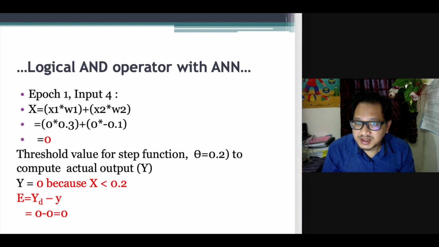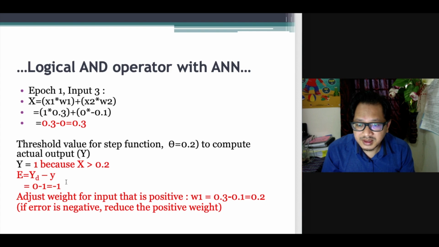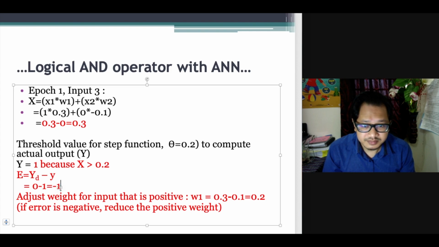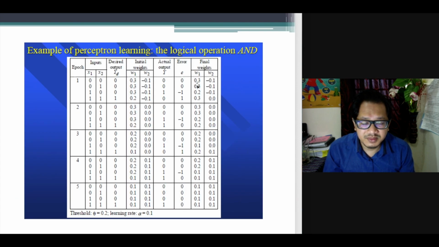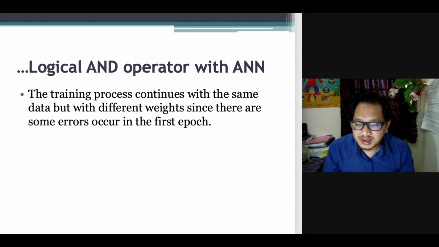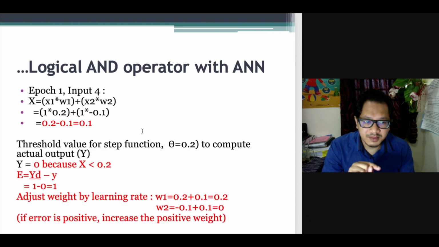Okay. Tapi, bila dia check yang ketiga, okay, dia dah dapat negative 1. Ada error. Okay. If error is negative, reduce the positive weight. Okay, bila error tu negatif, dia akan reduce the positive weight by minus 0.1. So, akan dapat 0.2. Okay, so kat sini kita modify dia. Tengok kat sini, dia akan modify daripada 0.3 tadi, dia tolak 0.1, akan dapat 0.2. Alright. Okay, and then, so, kita akan pakai weight yang baru.